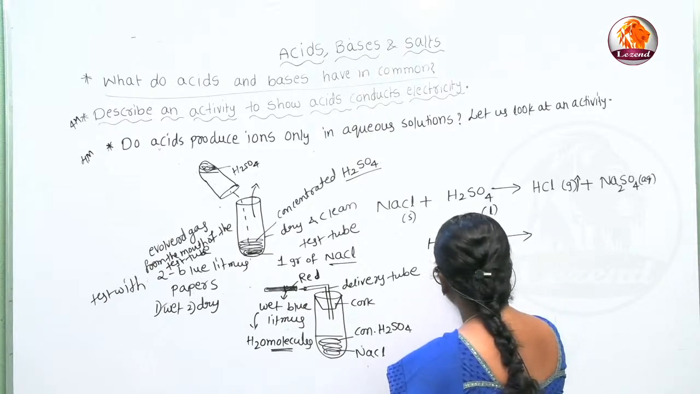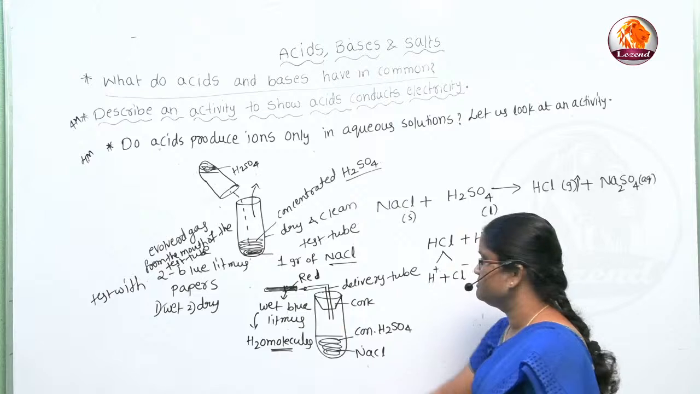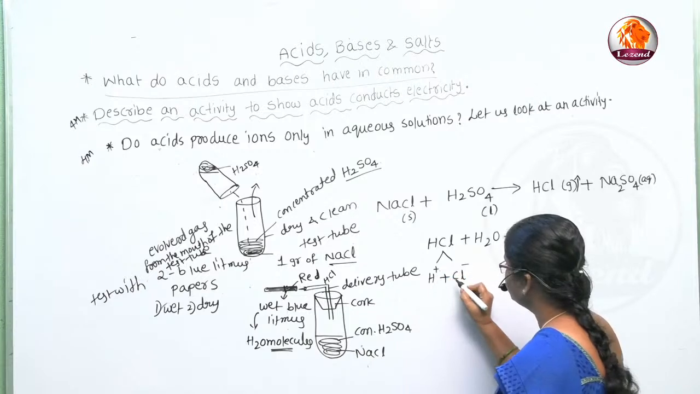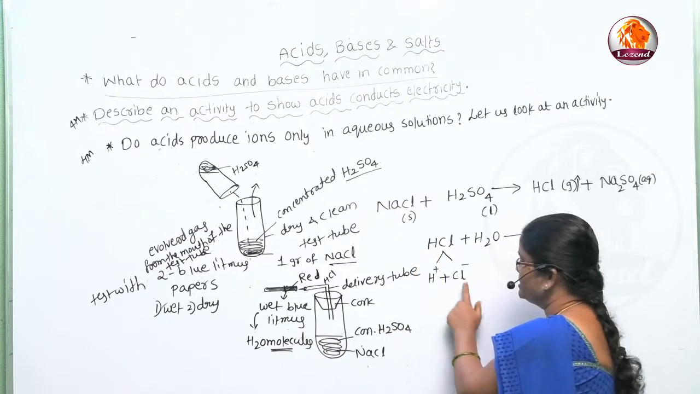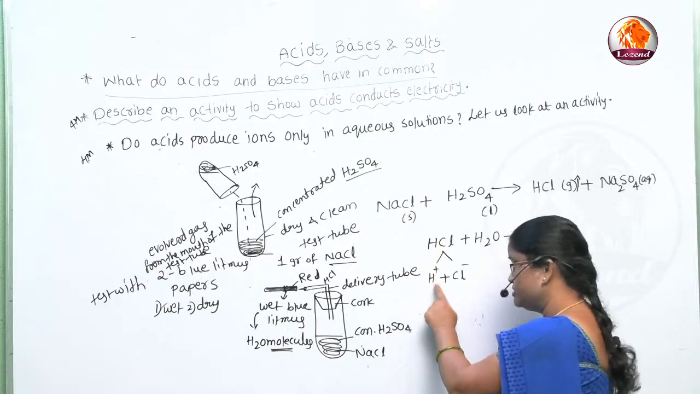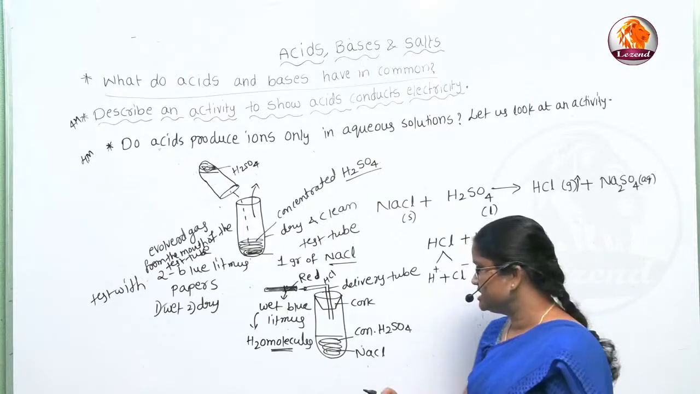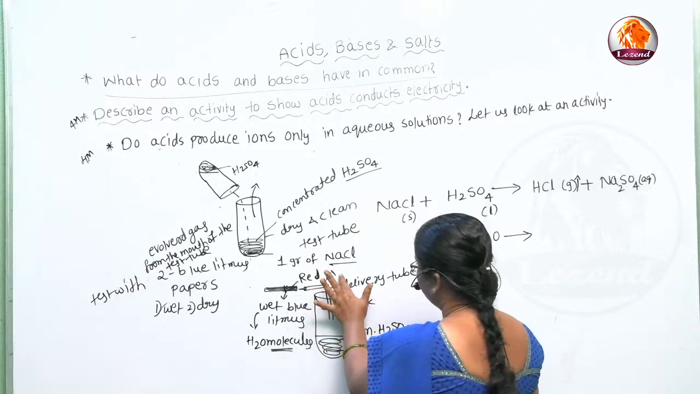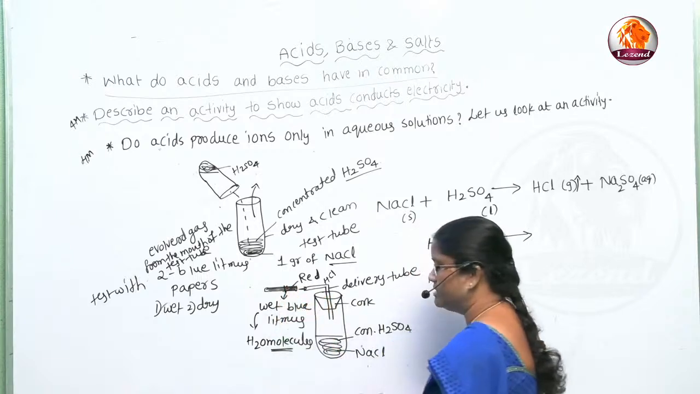So hydrogen chloride decomposes into its ions in the presence of moisture. In the presence of moisture only, the evolved hydrogen chloride gas decomposes into H plus ions and chloride ions. When I place dry litmus paper, it does not decompose into hydrogen ions and chloride ions. Only when it decomposes into hydrogen ions does hydrogen chloride behave as an acid and turn blue litmus into red. With dry litmus paper, it does not decompose, that's why we do not observe a change.